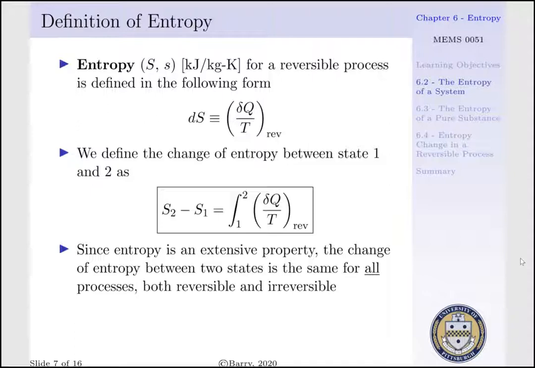delta Q per T. Now, entropy is an extensive property, and the change of entropy between two states is the same for all processes. Therefore, our definition is valid for reversible and irreversible processes.